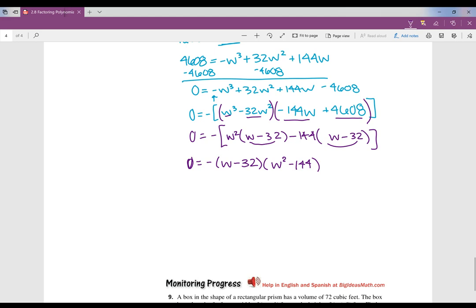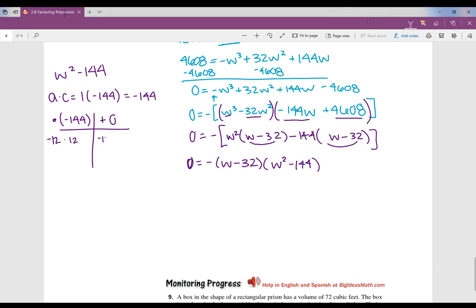We do need to check and see if we can factor W squared minus 144. So we're just going to do that over here to the side. So we'll do A times C. So 1 times negative 144 is negative 144. So what multiplies to negative 144 and adds to 0, right? Our B value is 0. That's actually going to be negative 12 and 12, right? Because negative 12 plus 12 is 0.